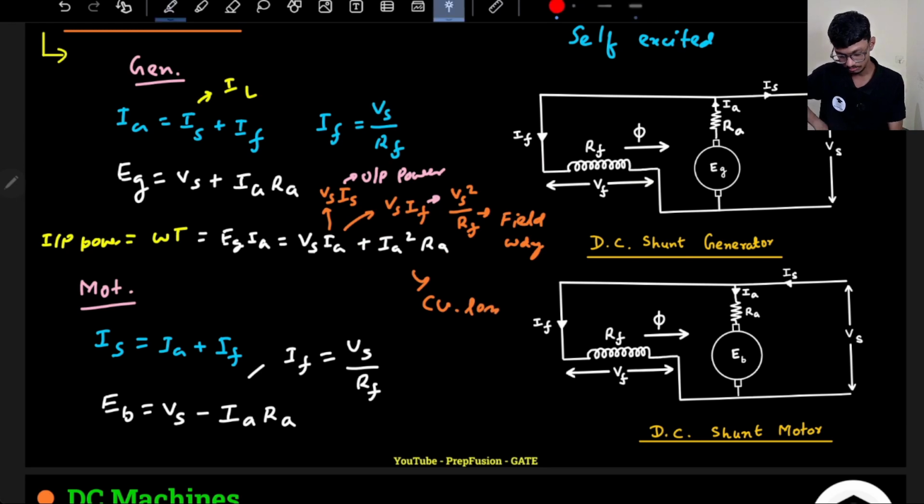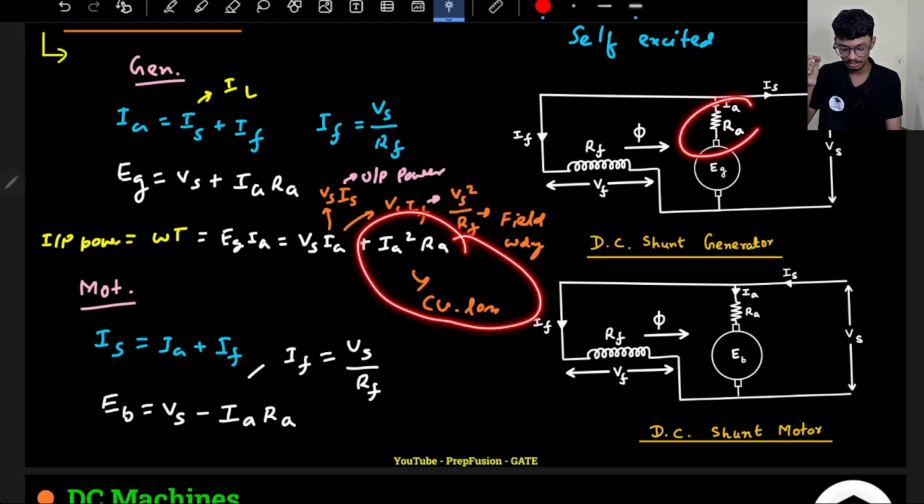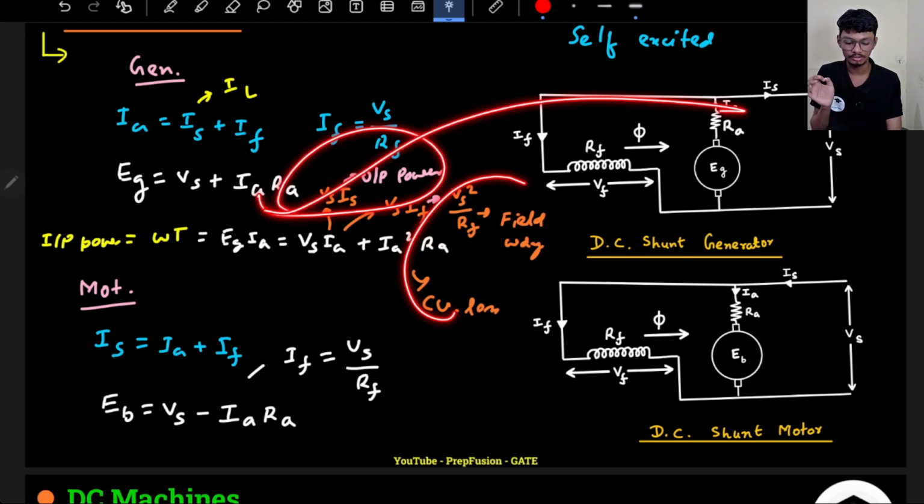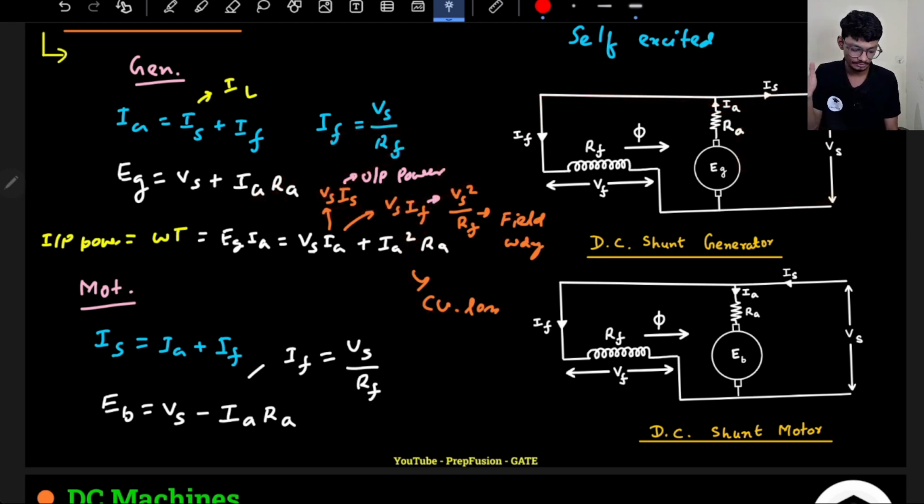So I think you are getting a picture here that whatever input power I'm supplying, a bit of it is lost in the copper of the armature, the copper loss due to the armature. A bit of it is lost in the field winding due to its field resistance. It is also a kind of copper loss only. And whatever is left after all these losses is the output power. It is simply output equals input minus losses. I hope you have understood this basic thing.